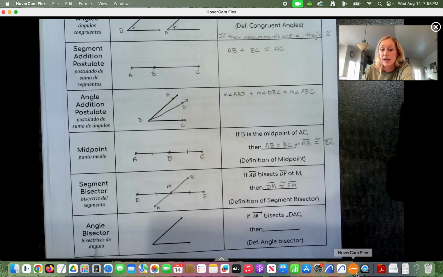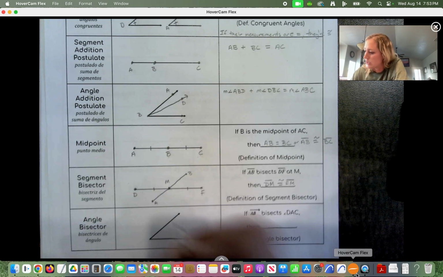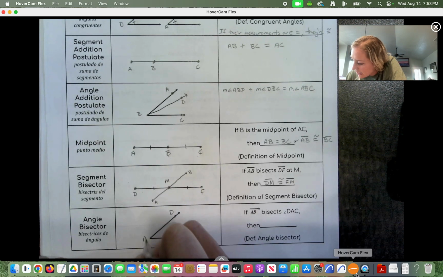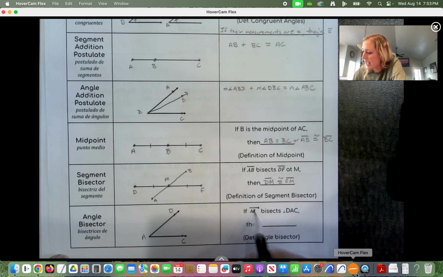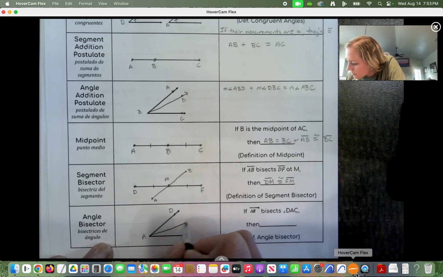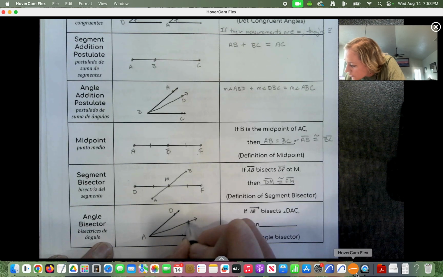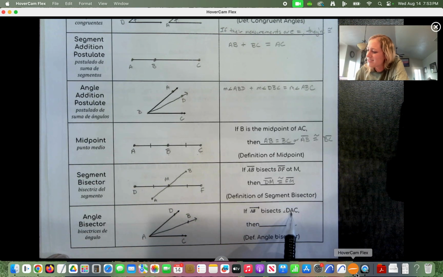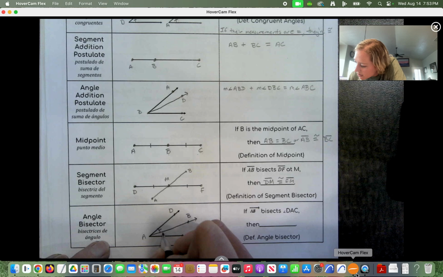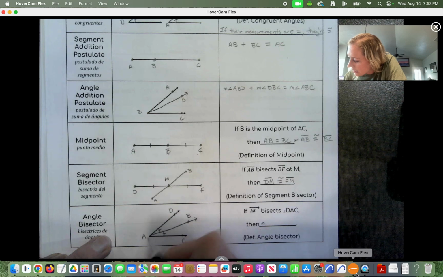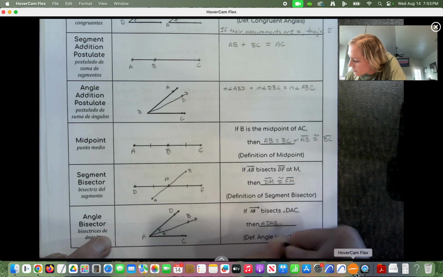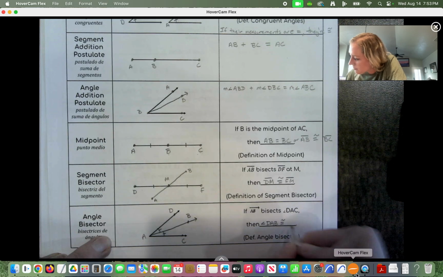All right, okay, angle bisector is the same thing. So we have angle DAC. We learned a bisector cuts things in half, and an angle bisector just cuts an angle in half. So we have ray AB, and because it's cutting in half, it's got to go exactly through the middle of this angle. So we have ray AB is bisecting angle DAC. Okay, so if it's bisecting, then this angle is congruent to this angle. Okay, so angle DAB is congruent to angle BAC.